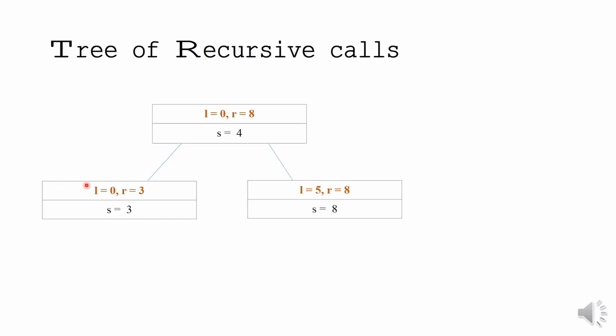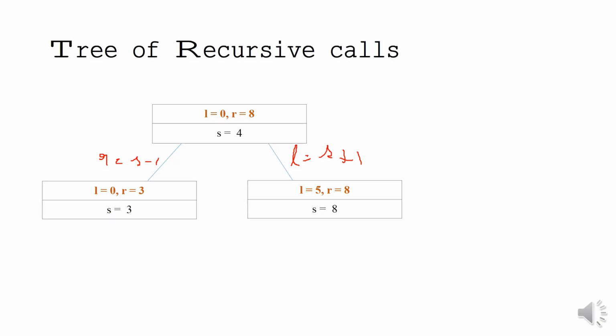So, l was equal to 0 and r was equal to s minus 1. So, s minus 1 means 4 minus 1. So, we are going to get it as 3. That is why r has become 3. Similarly, the right sublist had l equal to s plus 1. So, s is 4, so 4 plus 1 is 5. And r remains the same.